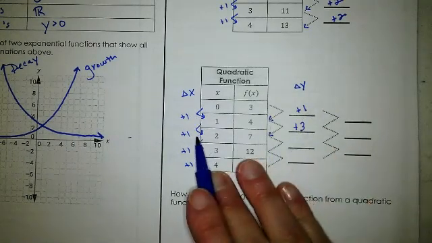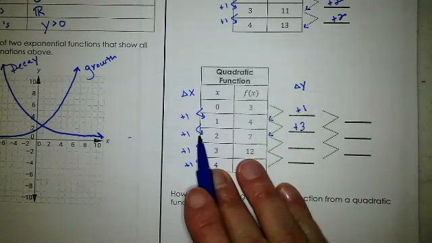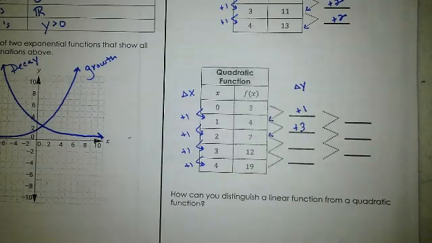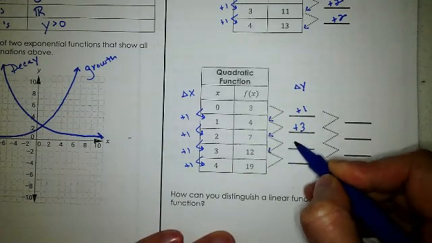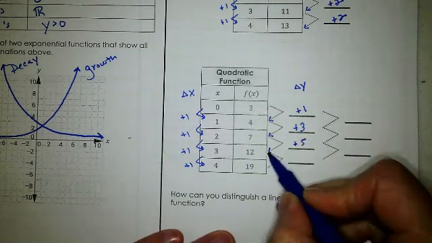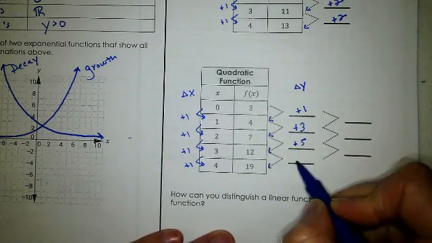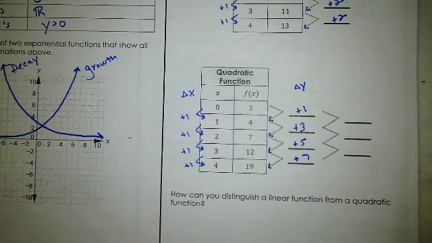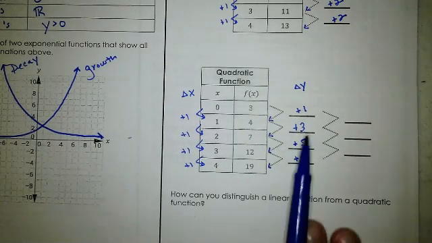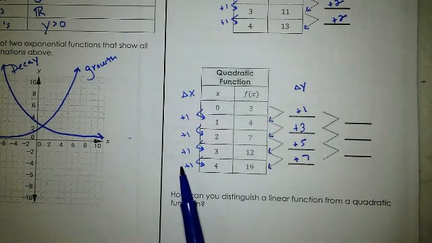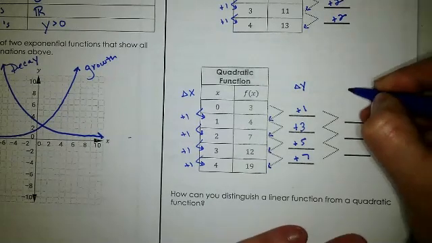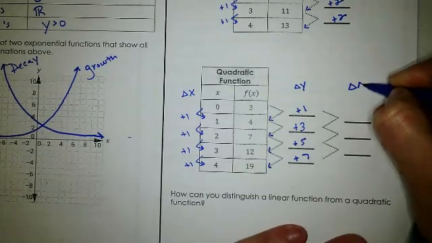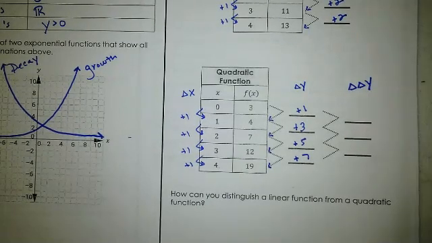x is not constant. So this would be 1 over 1, this was 3 over 1, and those are not equal to each other. To get from 7 to 12, I add 5. And to get from 12 to 19, I would add 7. So the change in y divided by the change in x is not constant in a quadratic. What if I find the change of y? So I do a second change.